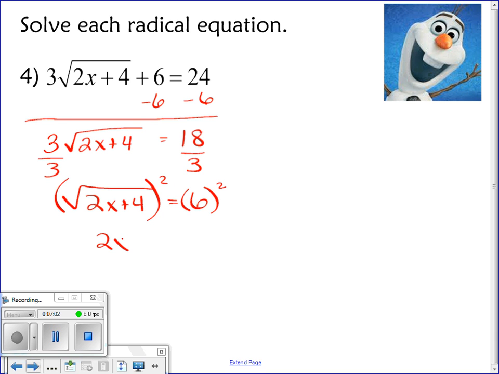So we'll get 2x plus 4 equals 6 squared. There's that hesitation again. Come on, guys. Subtract 4, so we get 32. Divide by 2, and x equals? Good. All right, so that one was slightly harder, right? You had a couple extra things to get rid of.